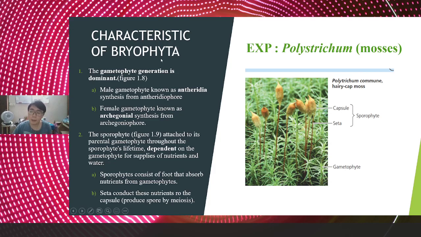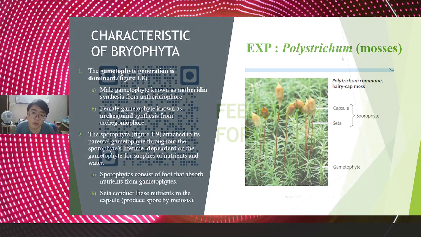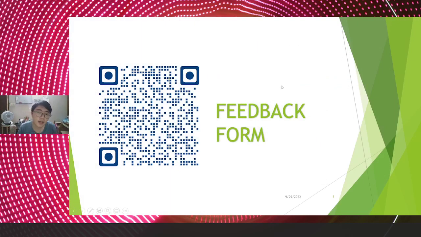This plant form is very small. It is not big like a tree or other plant phyla. It is very small, like moss. If you know what moss is, if you don't, never mind. The genus name is Polytrichum. Okay, so that's it for Phylum Bryophyta.